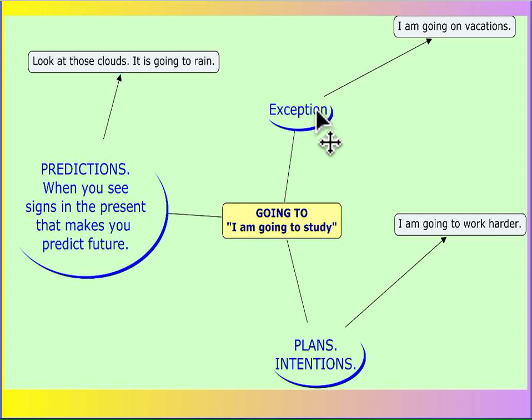One exception, of course: the verb go, you cannot use it with going to. It would be redundant to say I am going to go on vacation. No, you just simply say I'm going on vacation. You use present continuous. It's just because it is redundant. I'm going to go. It sounds funny. Just I'm going on vacation.